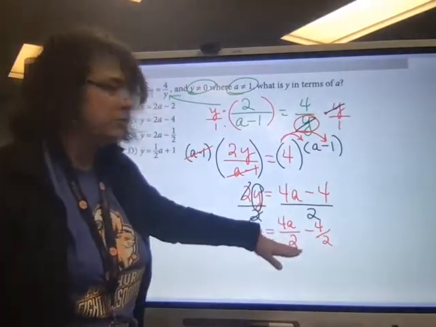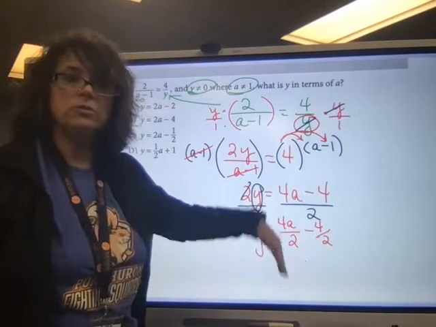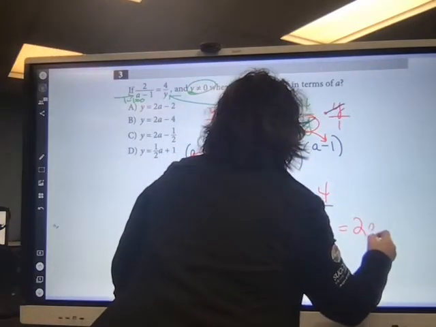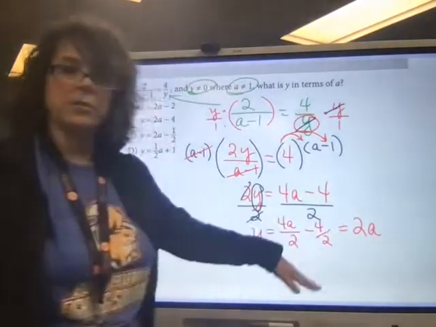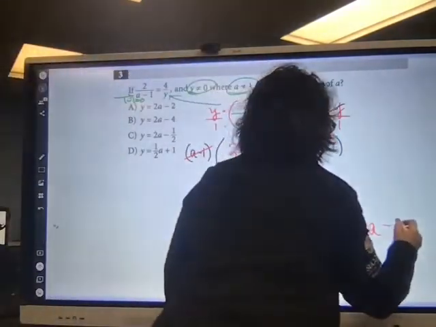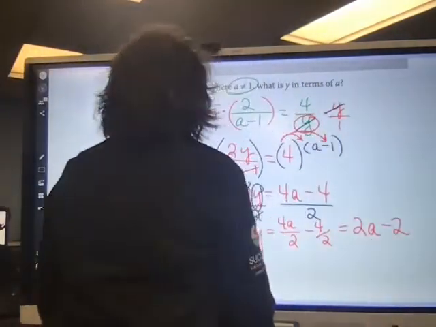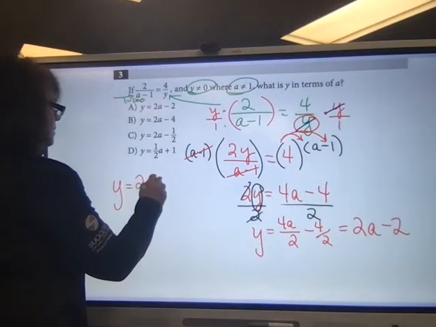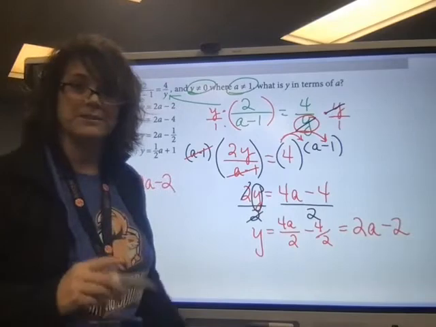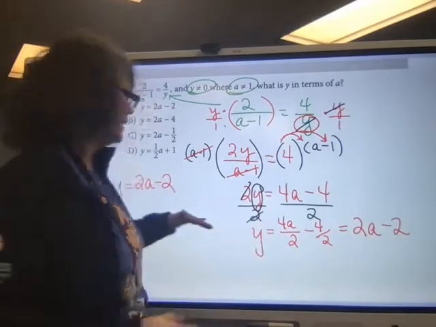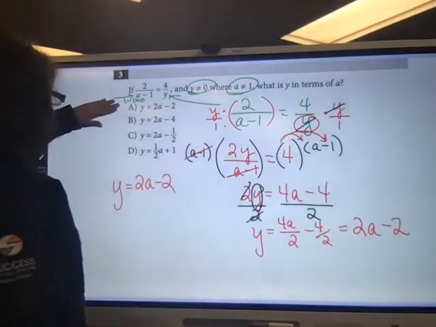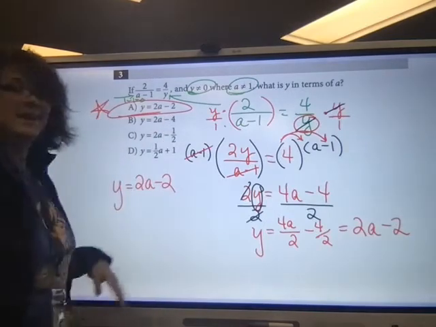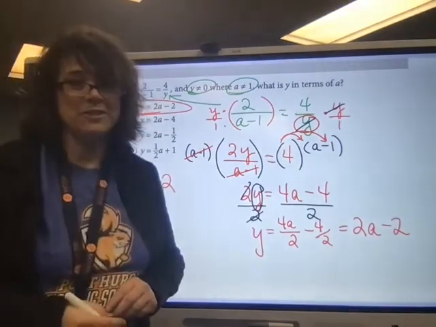Now we're just going to reduce, right? 4 over 2, 2 goes into 4 twice. So that gives us 2a, and minus 4 over 2, which is 2. So now we have y equals 2a minus 2, if we did all our math right. Sometimes that doesn't happen. But let's check our answers. Oh, there we go right there. We do have it. Ding, ding, ding. We have a winner. Don't be afraid of rational expressions. You can totally do this.